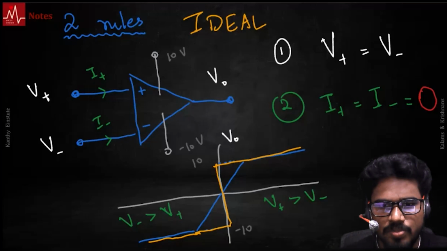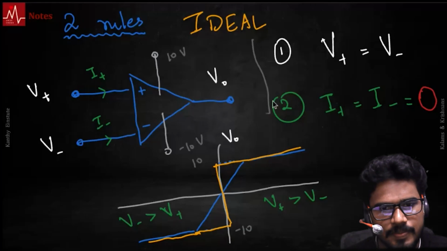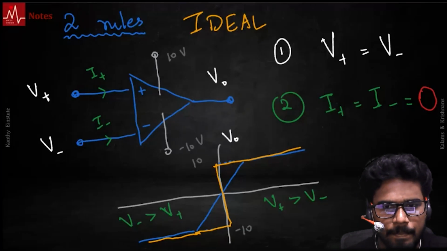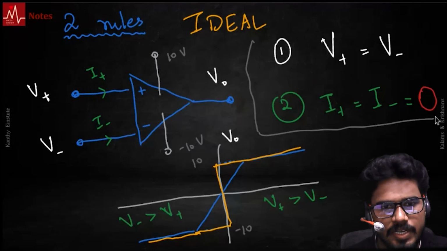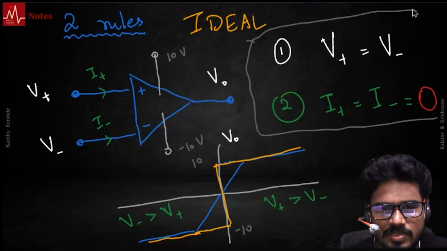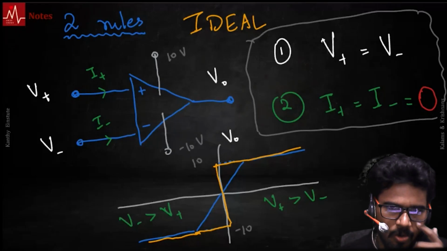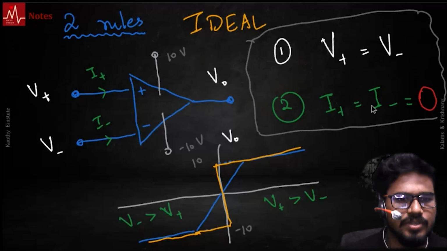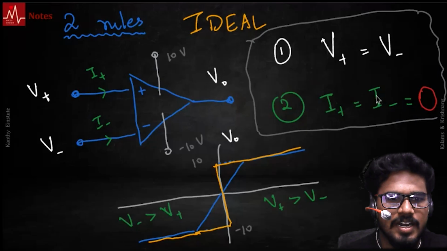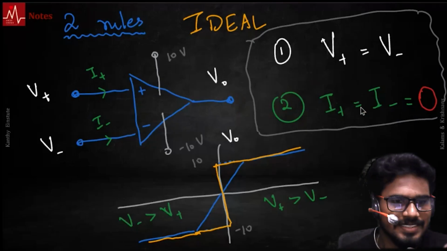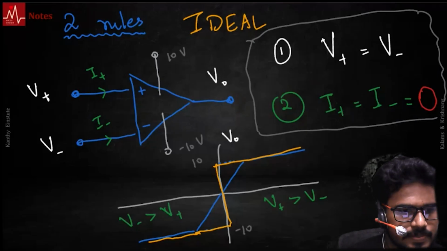But the most important thing over here is this. If you know this, this is in fact the bare minimum you need to know about that box over there. The two input voltages need to be the same. There cannot be any current into the input terminals.